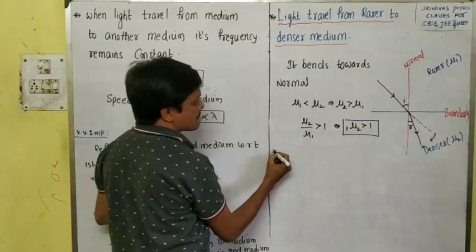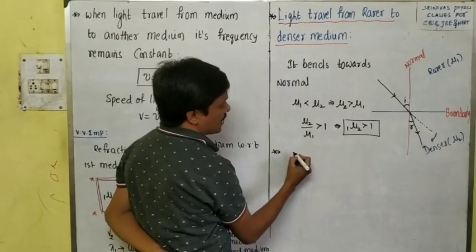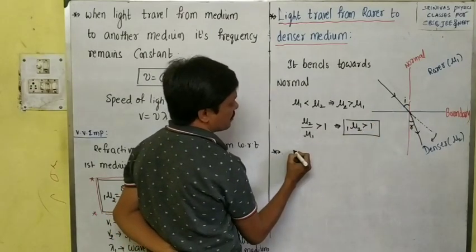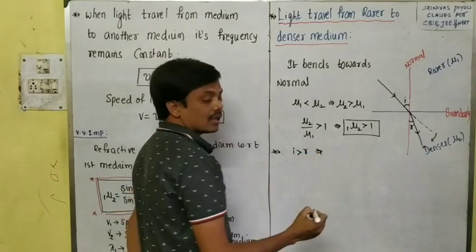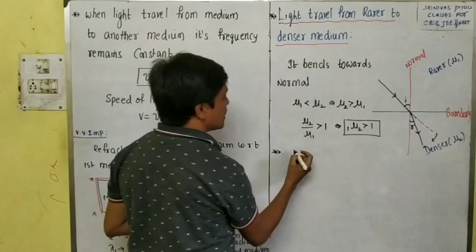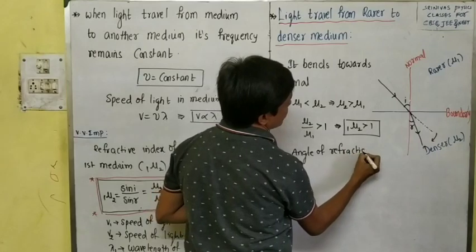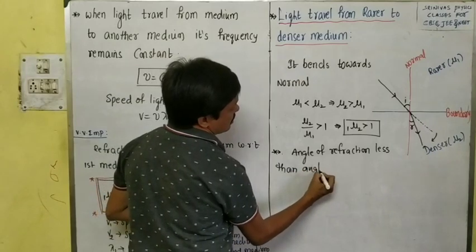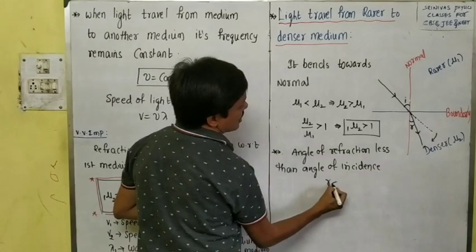Now, what about the angle of incidence and angle of refraction? Here the angle of incidence is greater than the angle of refraction, or the angle of refraction is less than the angle of incidence. Here we write r less than i.